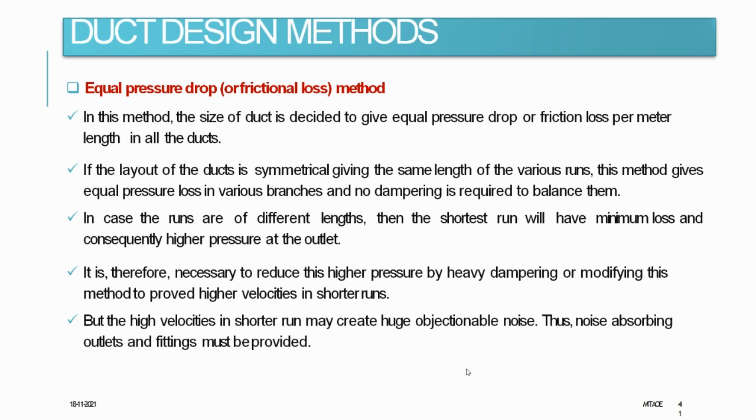Now, in case the runs are of different lengths, then the shorter run will have minimum loss and consequently higher pressure at the outlet. It is therefore necessary to reduce the higher pressure by heavy damping or by modifying this method to provide higher velocities in shorter runs. But the higher velocity in the shortened run may create huge objectionable noise, thus noise absorbing outlets and fittings must be provided. So to provide the equal pressure drop, the velocity should be maintained properly. In the shortest run, velocity should be high. So this is about the equal pressure drop method.